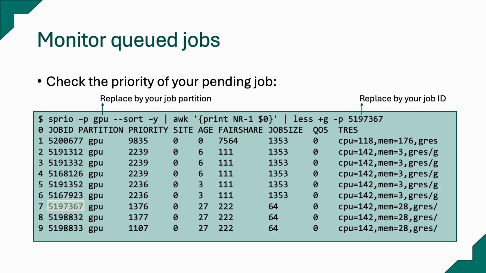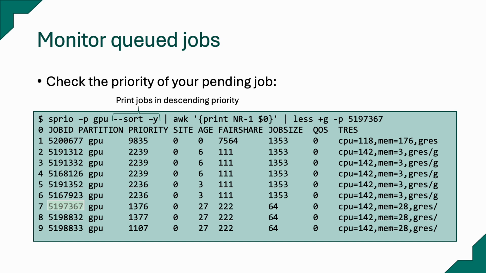The output will highlight your job ID, and it will be easy to see how many jobs are ahead of yours in queue. In this example, there are 6 jobs ahead of our job of interest in the GPU queue. The -p flag is used to print only jobs from a specified partition, in this case GPU.